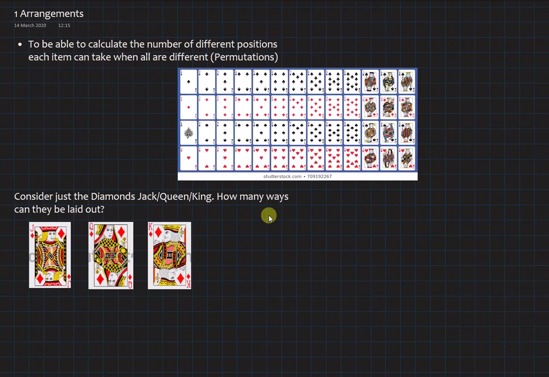Okay, today's lesson we're going to be looking at arrangements so we can decide what's the probability of a particular sequence of things coming out. I'm going to talk about a deck of cards and what we can consider as different ways that we can lay out the Jack, Queen and King. I encourage you to actually pause at the moment and think, how many ways could you put the Jack, Queen, King down?